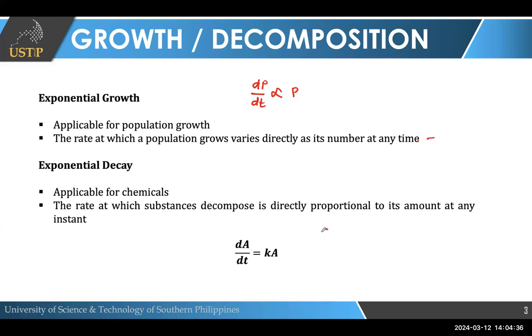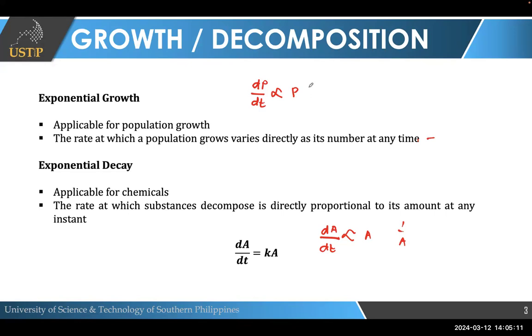For this other statement, let's say A is a substance. So the rate of change at which a substance decomposes is the change of the amount of substance over the change of time, that's the rate of change. It is also directly proportional to its amount. What if it were inversely proportional? Then it should be 1 over A. But in this case, it's directly proportional. So basically, they have the same concept. Only our notations are different.